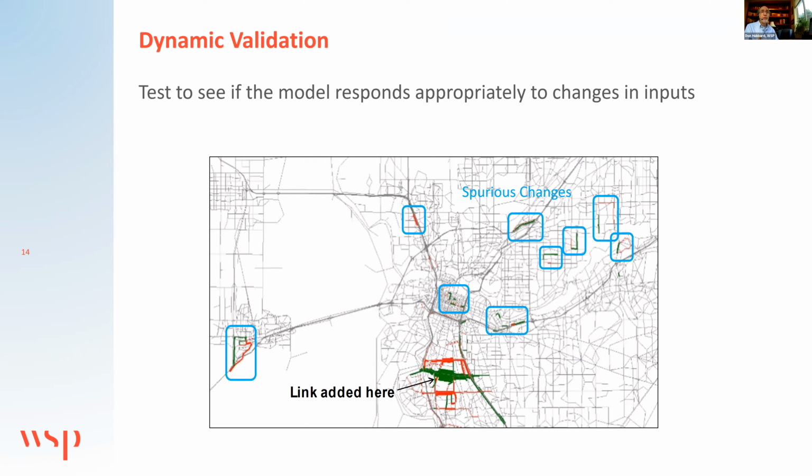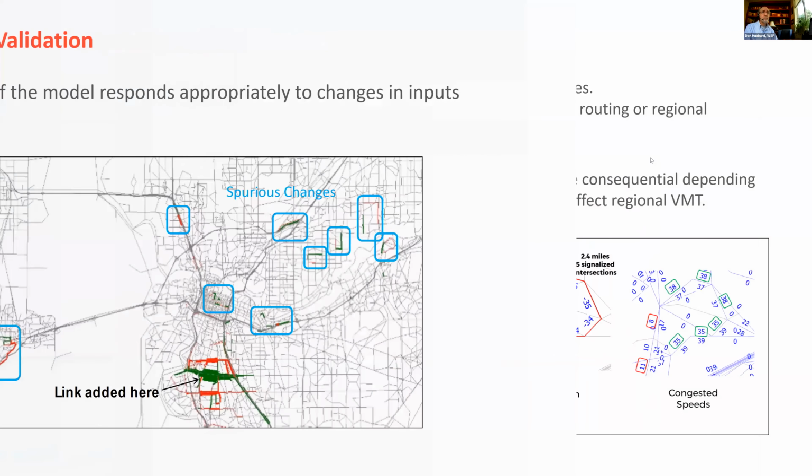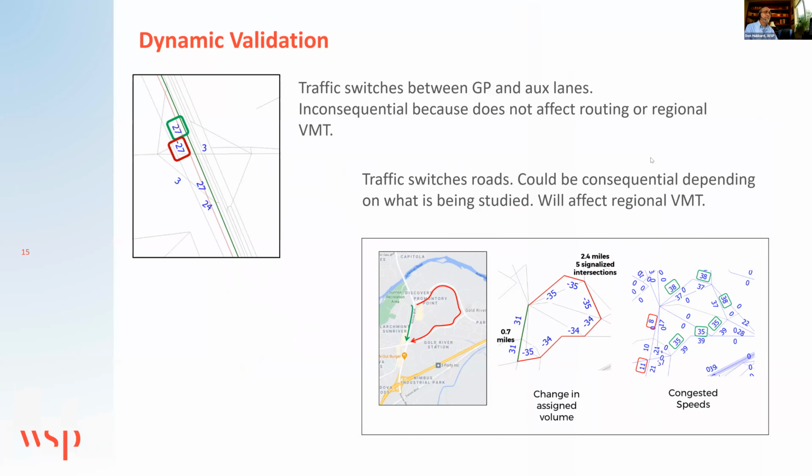But if you'll notice, there were spurious changes. There were other changes that would be very difficult to rationally connect with the change that we made in the network. And these occurred all over the region. And some of these have different natures, and we'll go into it in the next slide. Next slide, please.